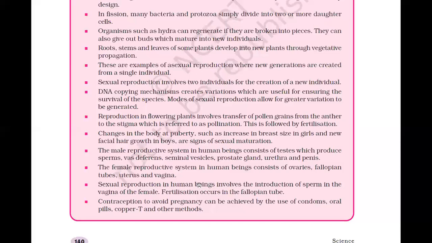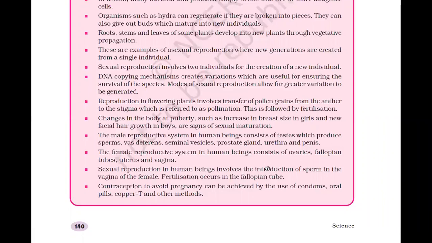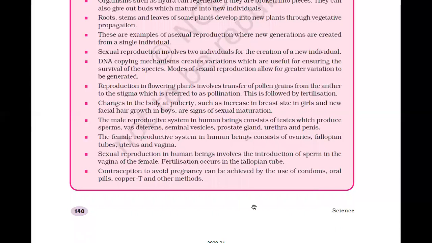Sexual reproduction in human beings involves the introduction of sperm in the vagina of the female. Fertilization occurs in the fallopian tube. Contraception to avoid pregnancy can be achieved by the use of condoms, oral pills, copper T, and other methods.